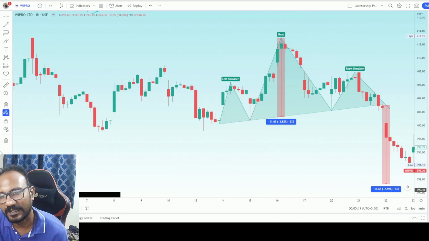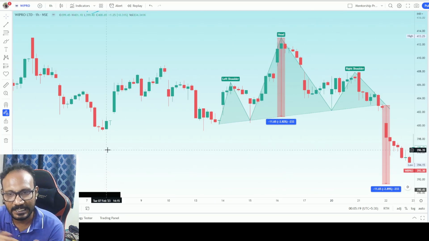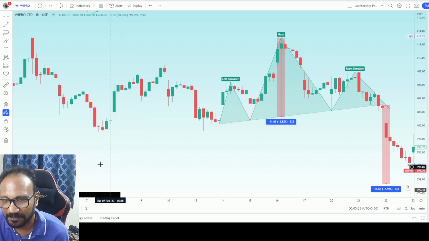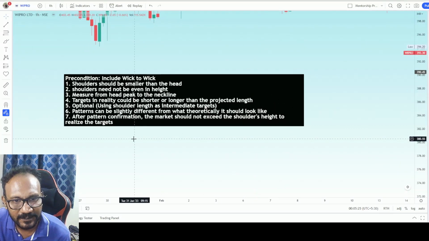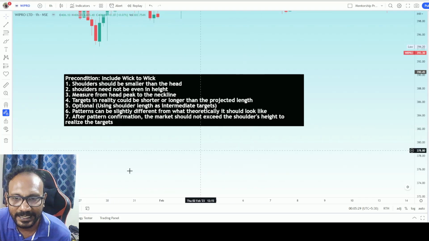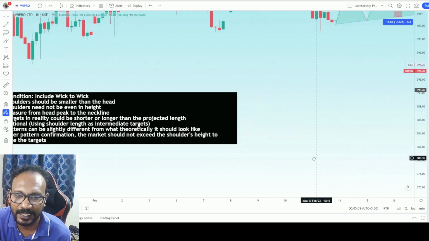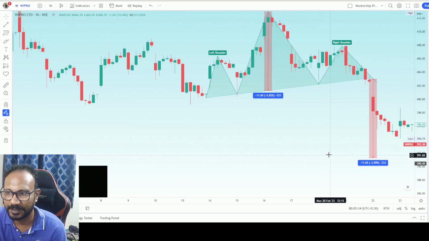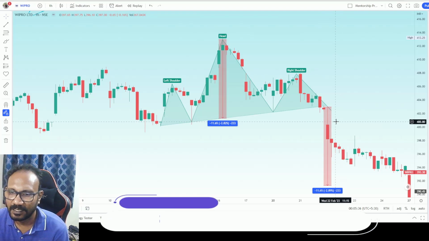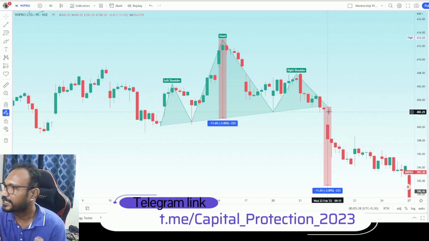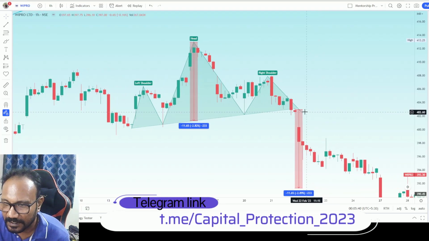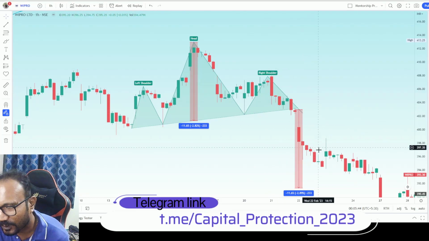Right? It will have a distinct tilt towards the left or to the right. You will see all such examples coming up next. Then after the pattern confirmation, the market should not exceed the shoulder's height to realize the targets. This is something to keep in mind. You need to see the target lengths. Sometimes it breaks down and then it need not go down immediately.